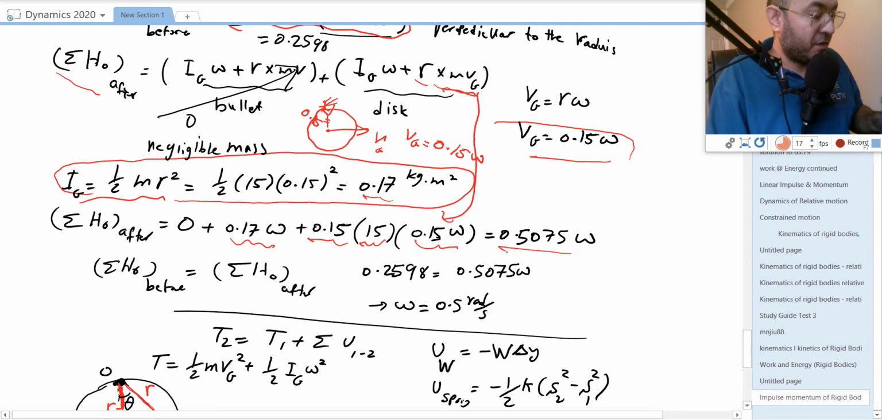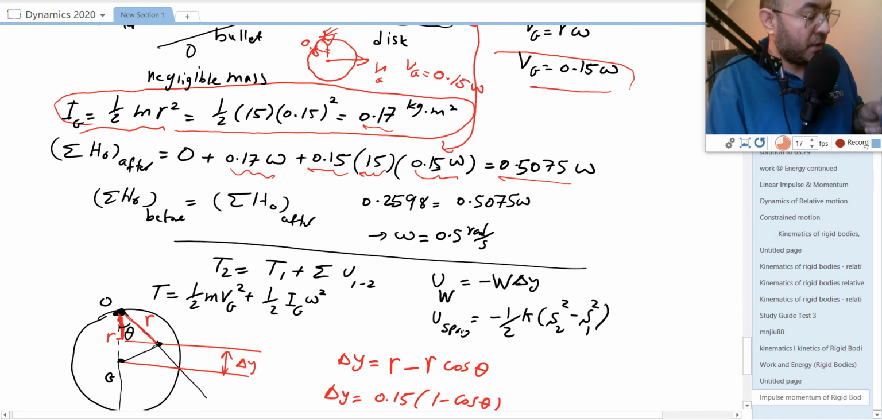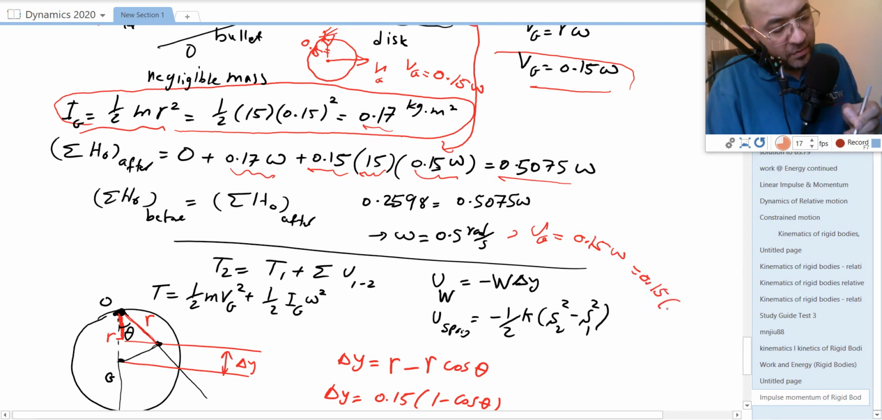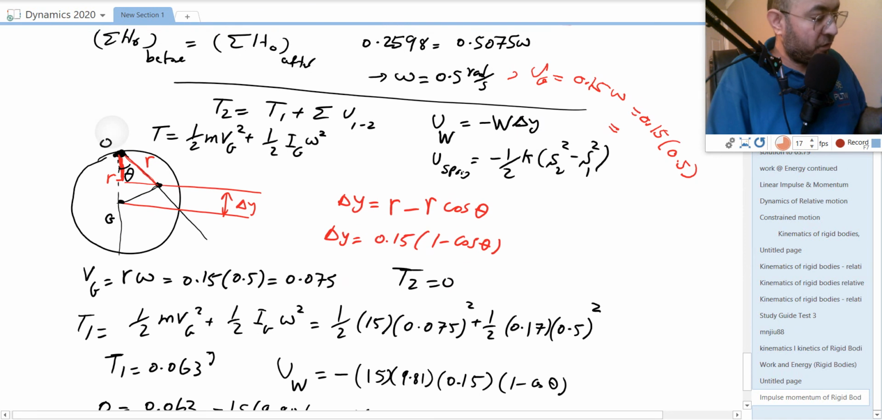Now we can equate this. The angular momentum before is 0.298, and after that we have it in terms of omega. Then you can solve for omega. So we found omega, and if you know omega, you already know Vg as well. Vg is equal to 0.15 omega, which is 0.15 times 0.5. The answer for this is 0.075, which we actually calculated here.